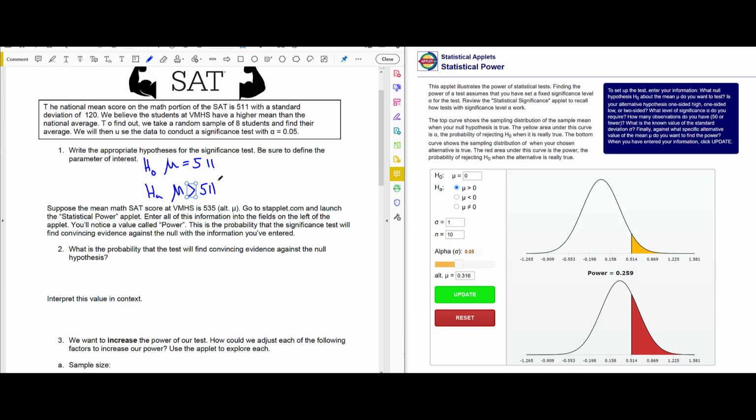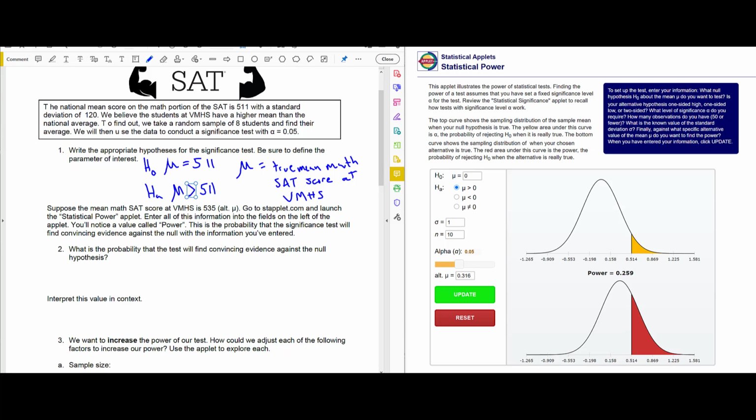Okay, so now let's talk about our parameter. What is the mu representing? Well, that's the true mean math SAT score at VMHS. That's what our mu is talking about here. Suppose the mean math SAT score at VMHS is 535. So right there it's showing we're greater than the national average.